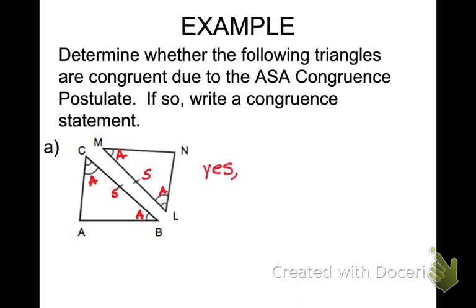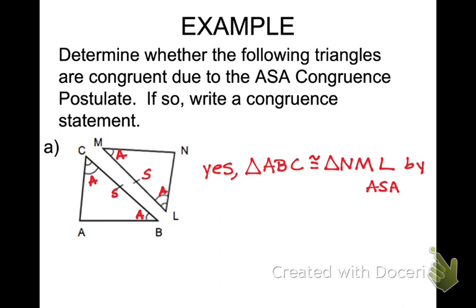Let's write a congruence statement. So I'm going to go triangle A, B, C is congruent to triangle. Looks like A matches up with N, B matches up with M, C matches up with L, and then let's just get in the habit of putting by angle, side, angle. Because once we put it all together, you're going to have to be able to decide which one it is and justify it by writing it.